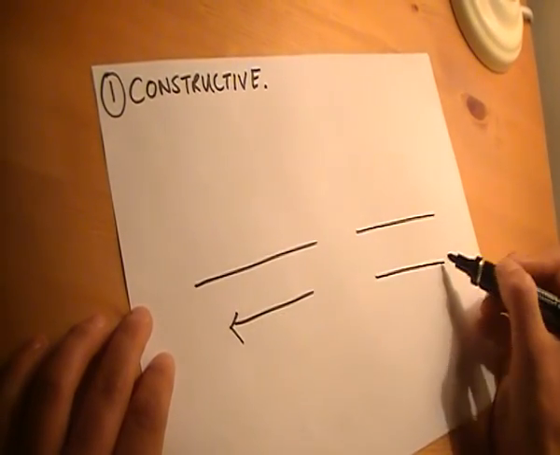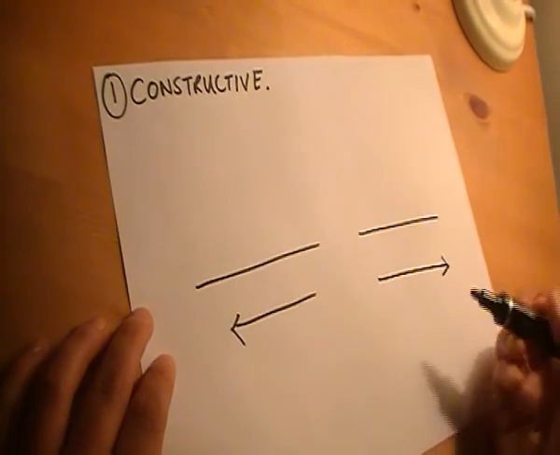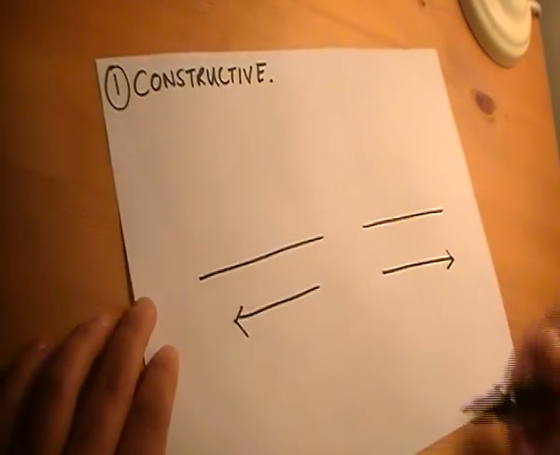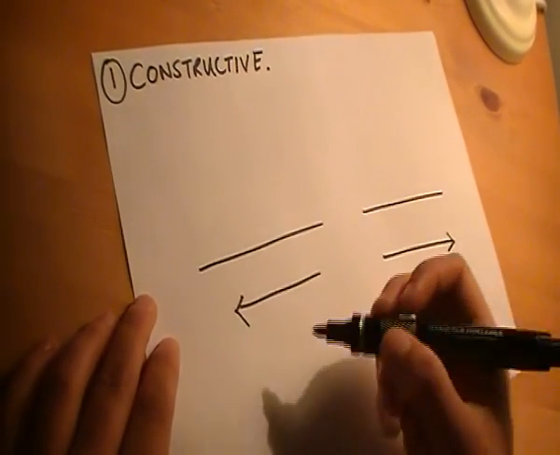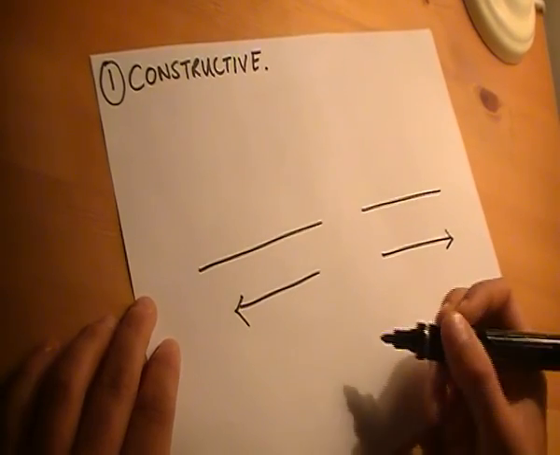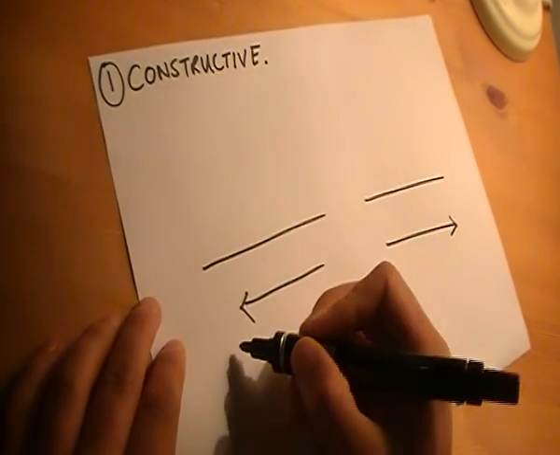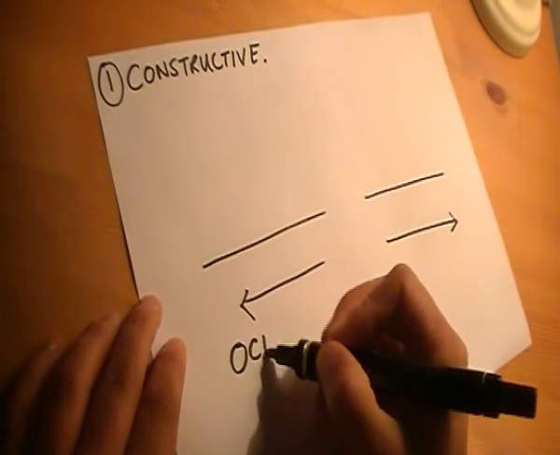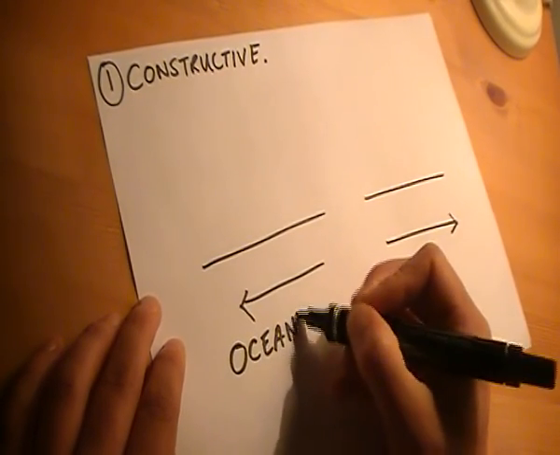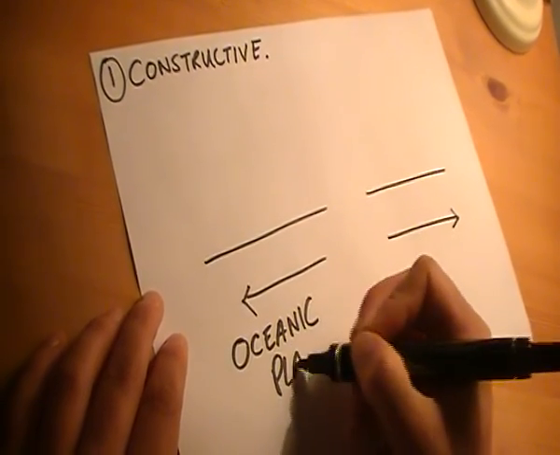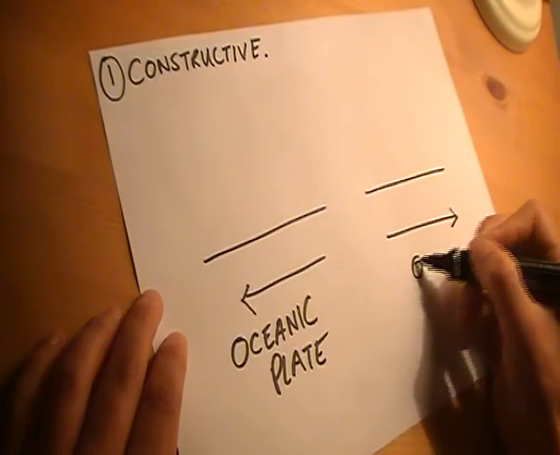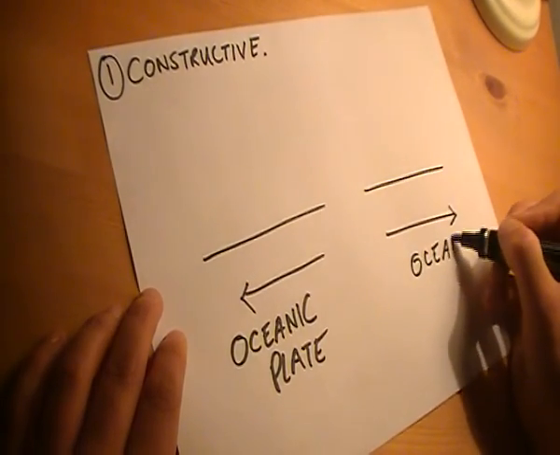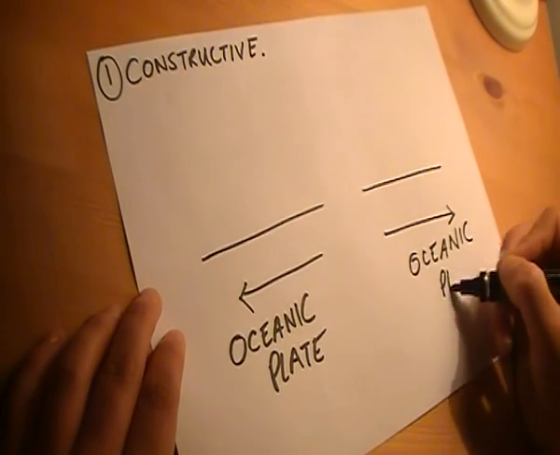So I'm going to draw on my plates and I'm going to draw on arrows to show the direction that those plates are moving in. The next thing we need to do is include the names of those different types of plates. Now we know that with a constructive plate boundary we've got oceanic plates, so I'm going to put oceanic plate there, okay, and I'm going to put oceanic plate there, and I expect you to do the same.